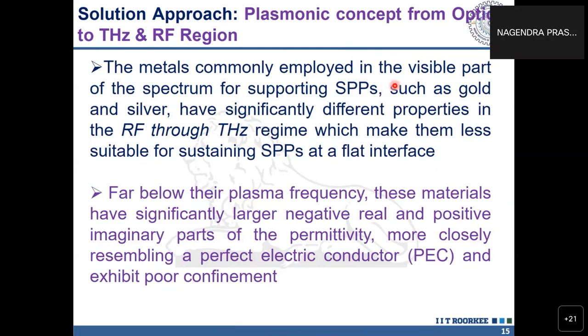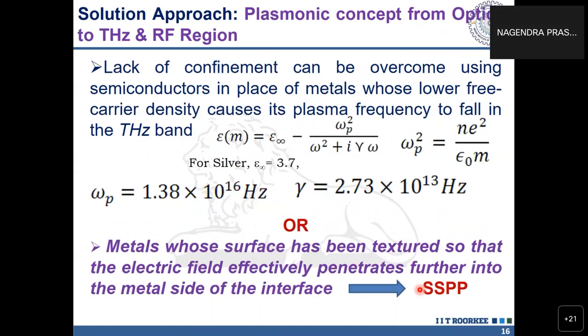The metals commonly employed in the visible part of the spectrum for supporting SPPs, such as gold and silver, have significantly different properties in the RF to terahertz regime, which makes them less suitable for sustaining SPP at a flat interface. Below their plasma frequency, these materials have significantly larger negative real and positive imaginary parts of the permittivity. They more closely resemble a perfect electric conductor, and because of that, they exhibit very poor confinement, and that is the reason SPP doesn't exist at microwave, millimeter wave or terahertz frequency. It only exists naturally at optical frequency. So then what will you do? But there is a way.